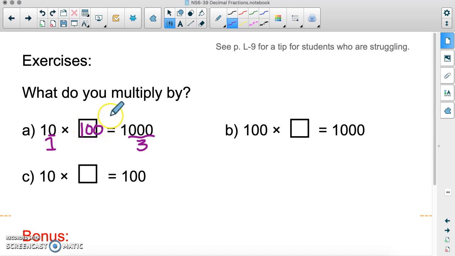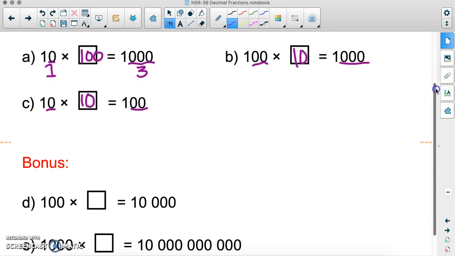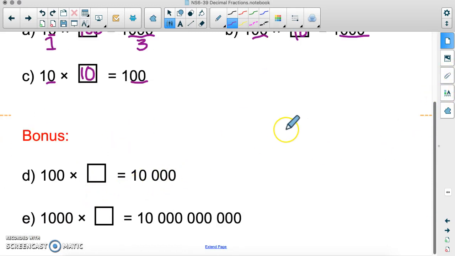Because now you have 3 zeros in your answer. So for B, you have 2 zeros here. Your answer has 3 zeros, so you only need 1 more zero. So 100 times 10 is going to give you 1,000. For C, you have 1 zero in your question, 2 in your answer. So you need 1 more zero. So 10 times 10 is going to give you 100. I want you to do the bonus ones on your whiteboard, and then you're going to continue on with your screencast.